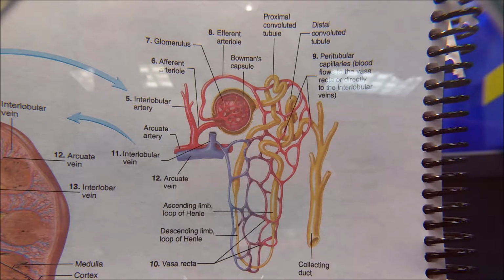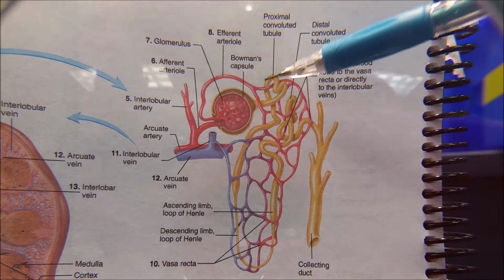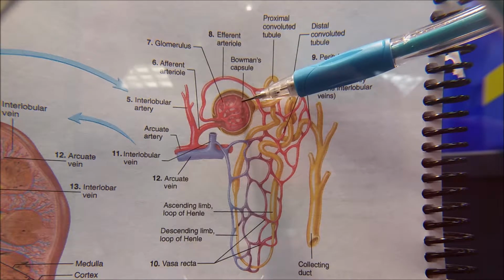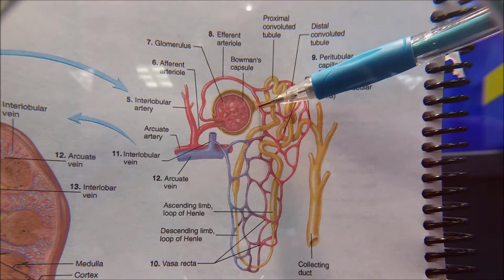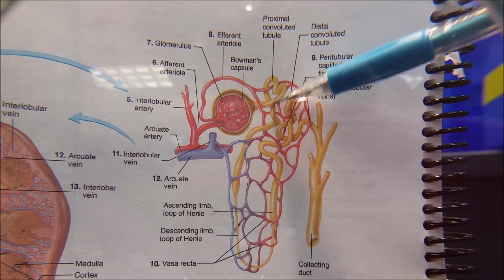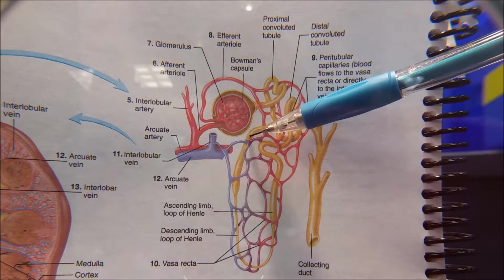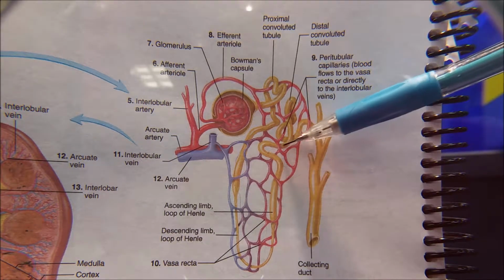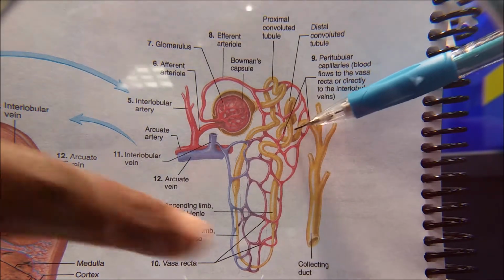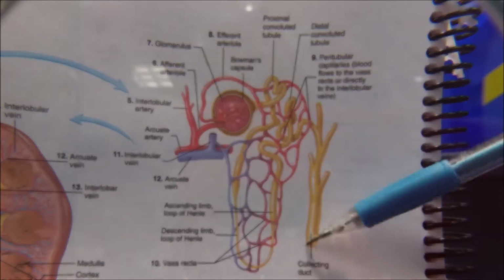Now, from the glomerulus, the fluid goes to the glomerular capsule. Another name for it is the Bowman capsule. Proximal convoluted tubule up here, and then descending limb, then you go to the ascending limb, the distal convoluted tubule, and the connecting duct right there at the bottom.